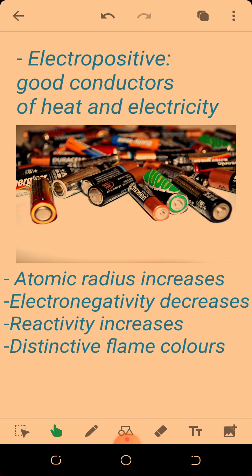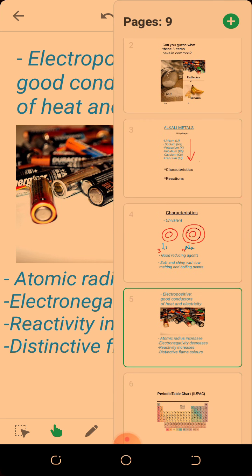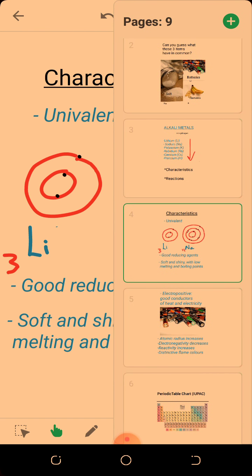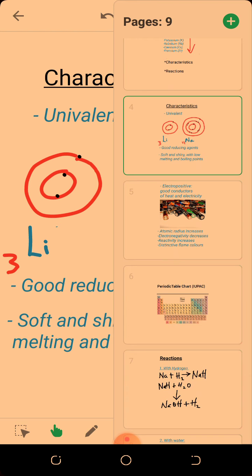Their reactivity also increases down the group. I told you earlier that sodium, for example, is more reactive than lithium, and francium is the most reactive in this group of elements.